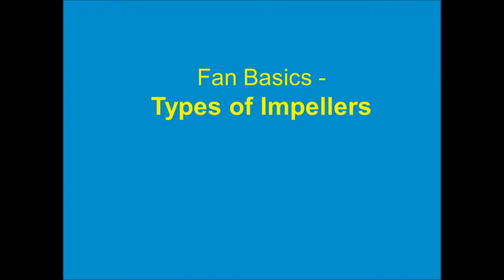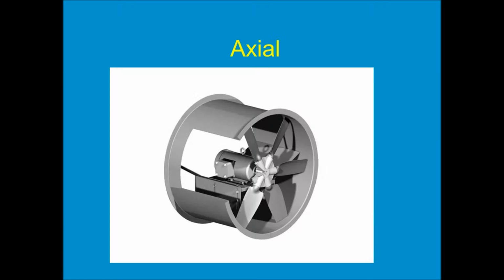So the heart of any fan is the impeller. And there are a few different basic types of impellers that are used in commercial HVAC. The first type is the axial impeller, and an axial impeller has blades that are attached to a central hub, and the blades are pitched. And when the entire assembly rotates, the pitch of the blade pushes against the air and creates that pressure differential. And that is how we get the air to move.